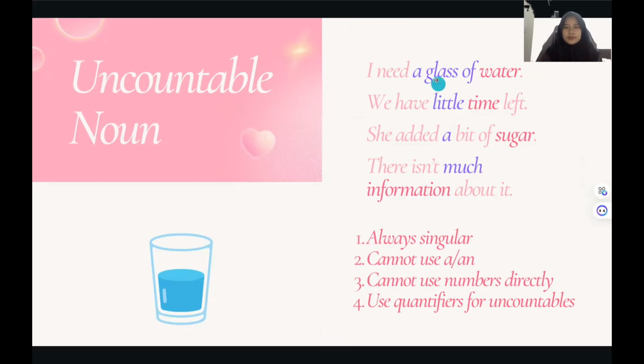Or a cup of tea, 2 cups of tea. The one that changed into plural is the object that you use for the noun. The noun is always singular. You see, even when the cup or the glass turns into plural, the noun is always still the same. It always turns into singular.